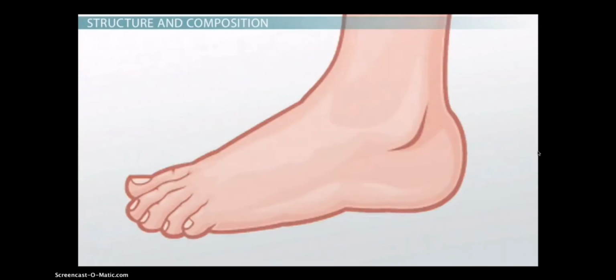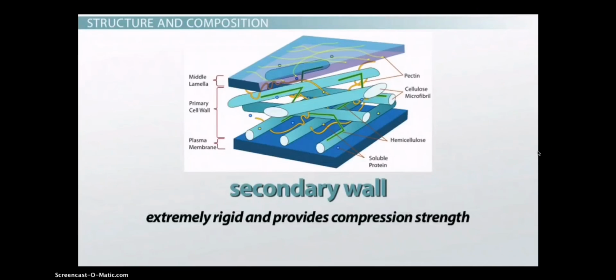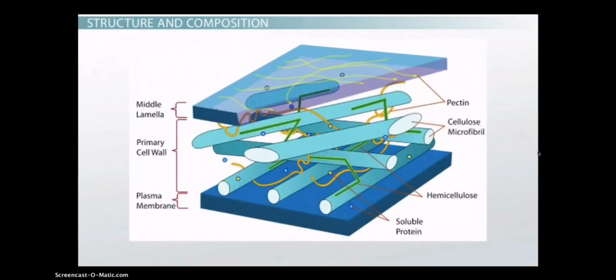The third and final layer is the secondary wall. This layer is extremely rigid and provides compression strength. It helps stop the plant from getting squished. The secondary wall has a very similar composition as the primary wall, only it has more stuff in it. It contains lignin, which is very hard and has considerable strength. The secondary wall also protects the plant from invading bacteria or fungi.